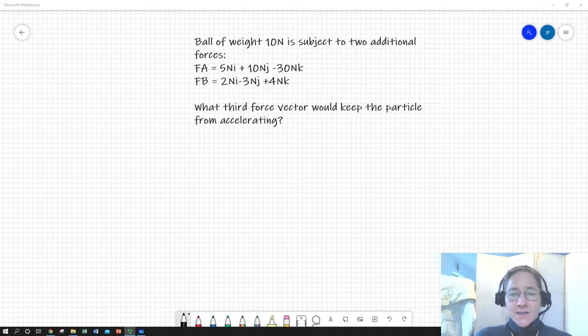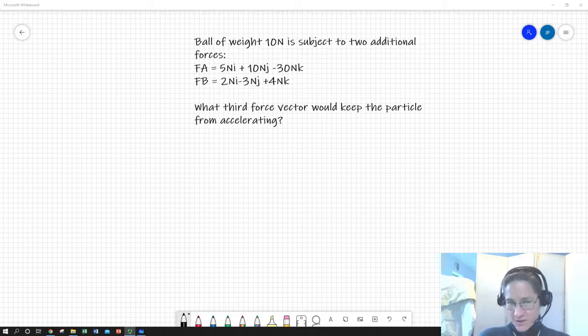So in this case, we've got a 3D problem, and we've got a ball with a weight. It weighs 10 newtons, and it's got a couple of other forces acting on it. We don't know the geometry per se, but we've been given the forces, and these are vectors, even though there's not an arrow or bold. I'm limited in my fonts here on my whiteboard.